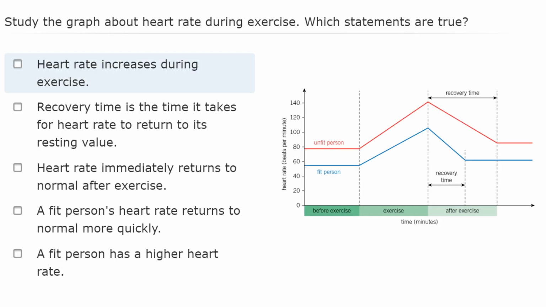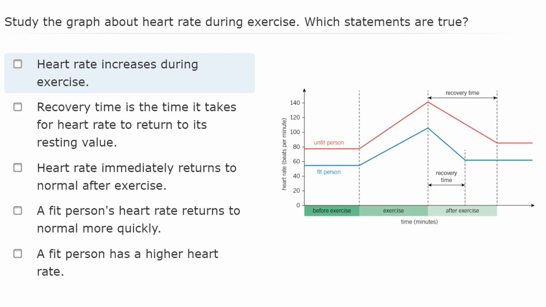Study the next graph. This time, this is a nice line graph. We've got a fit person. That was clearly Mr. Deaton, and an unfit person, which is clearly me. And we are both doing some exercise, obviously not together because we are social distancing. He is running on his treadmill at home, and I am running on my treadmill at my house. And what we're looking at is which of these statements is true. So, the heart rate increases during exercise. Yeah, both of our heart rates increase during exercise.